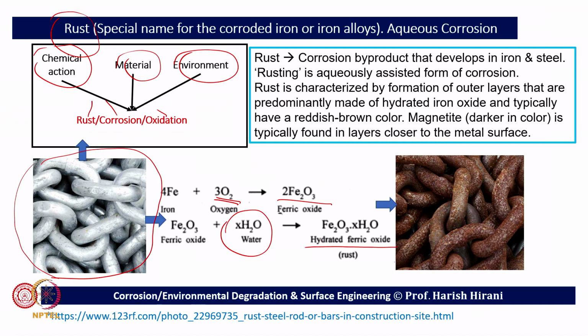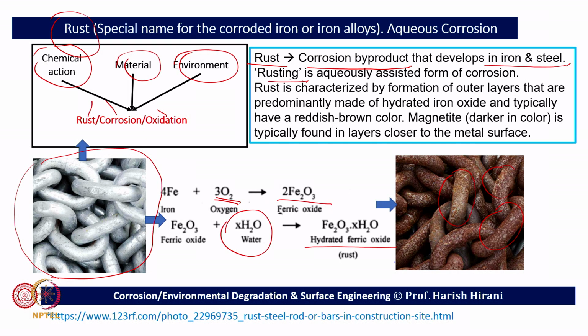So, if I want to define rust, we can say rust is a byproduct. The red color shown in this case, or the brown color on the surface, is kind of porous, and it can be removed easily, rubbed off easily, and then the powder will come out. We say it is a corrosion byproduct. So, even though we use the word rust, it is just a byproduct of the oxidation, in presence of water. This is the corrosion byproduct that develops in iron, or iron and steel, or alloys of iron.